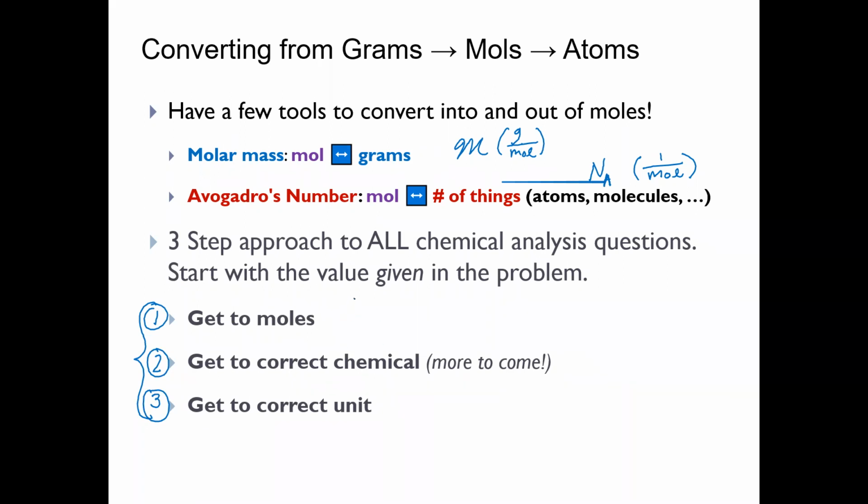So here are 2 things. We can go from grams to moles using our molar mass, or we can get from the number of things to moles using Avogadro's number. If we can use something in step 1, we can also use it in step 2. We can go from moles back to grams using a molar mass. And we can go from moles back to the number of objects, atoms, or molecules using Avogadro's number.